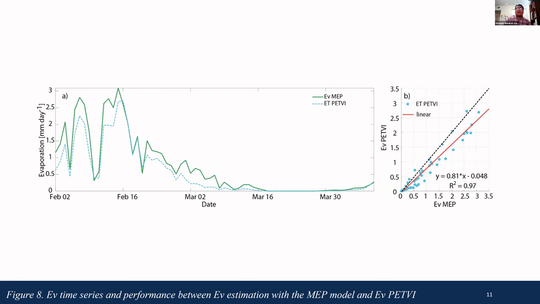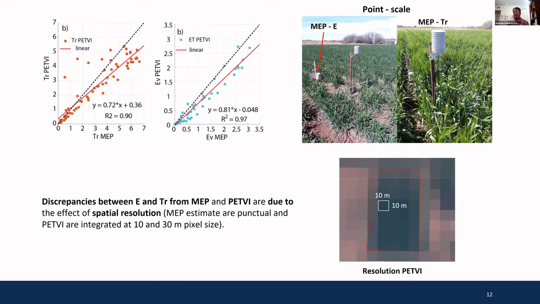The next one is the behavior of the evaporation calculated by MEP, the maximum entropy production, and PETV. Here, comparing PETV with the MEP method, there are some discrepancies. We believe that the discrepancies we have observed are due to the difference in resolution. While the MEP evaporation and transpiration are calculated at a very small resolution, a point scale, the transpiration from PETV is integrated over a 10 by 10 meter pixel.